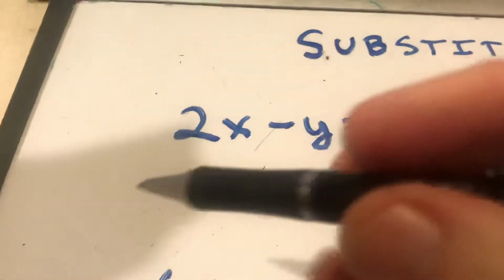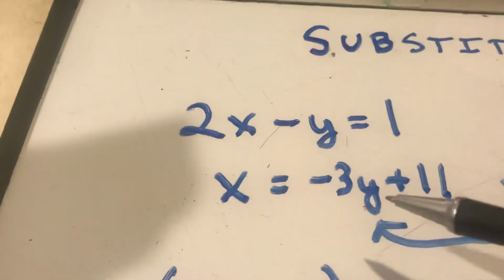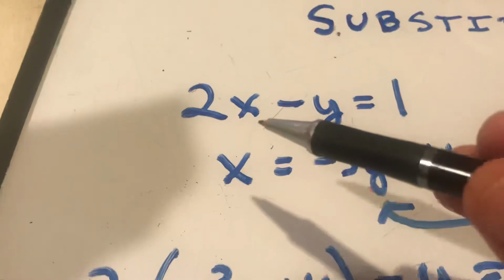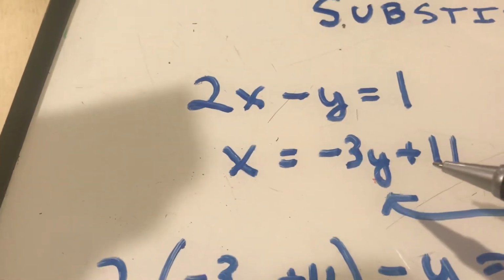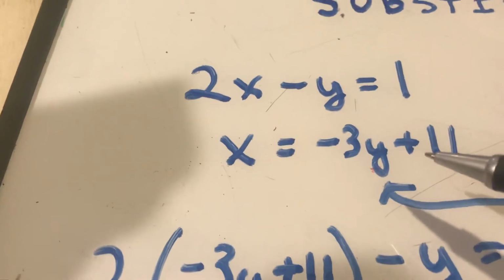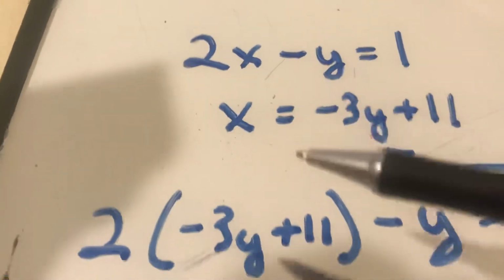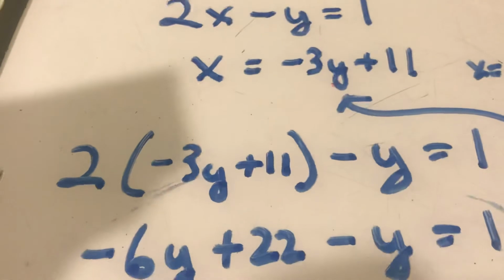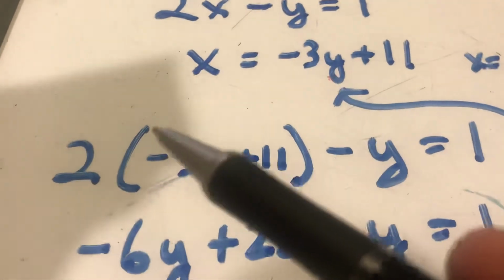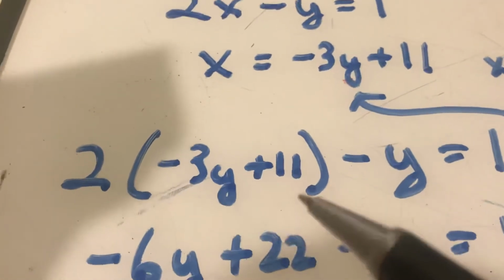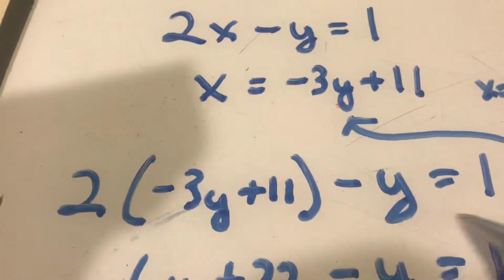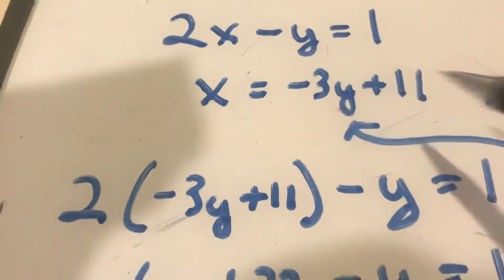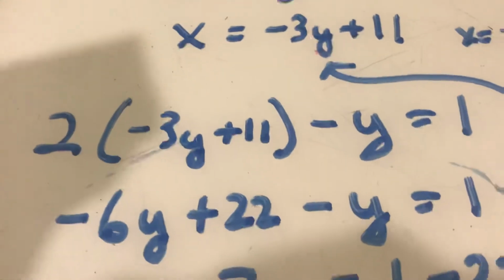Since x equals negative 3y plus 11, where there's an x in the other equation, we can write negative 3y plus 11 since they're equal. So I substitute for x down here. I substitute using parentheses. So I get 2, instead of x, I write negative 3y plus 11 minus y equals 1. The minus y equals 1 is the rest of the equation. And now I just solve.